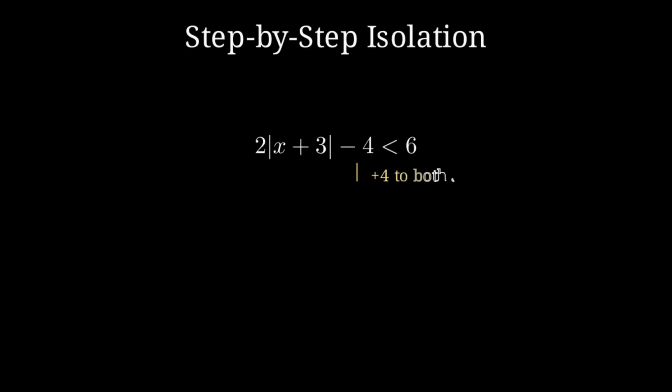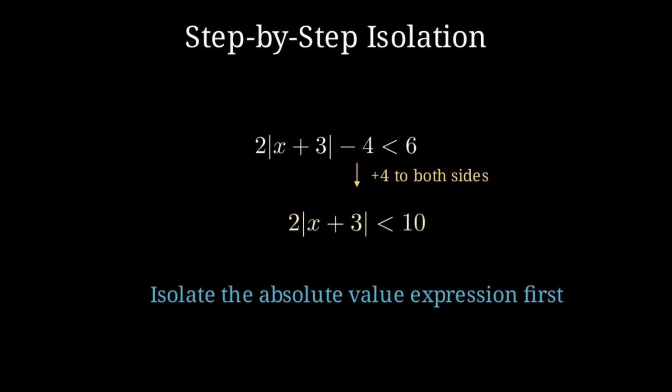Before splitting into two cases, you must isolate the absolute value symbol. Treat the entire absolute value expression like a single variable. Add or subtract constants and divide by coefficients until the absolute value stands alone.